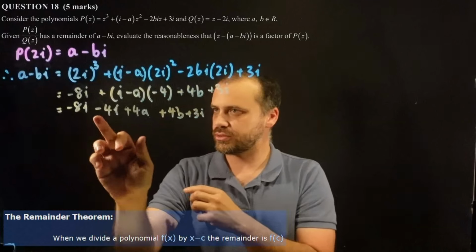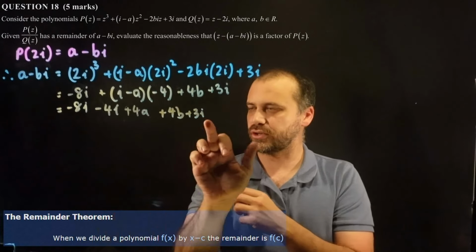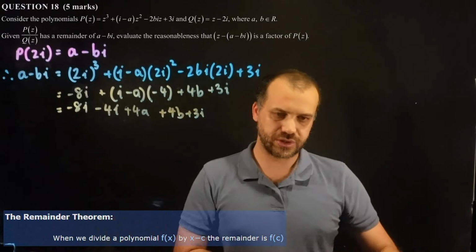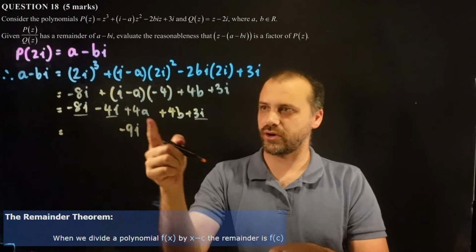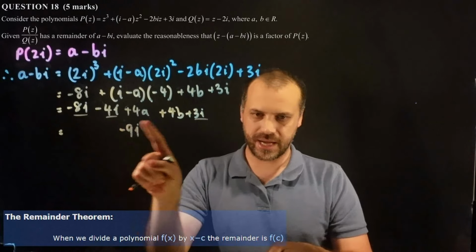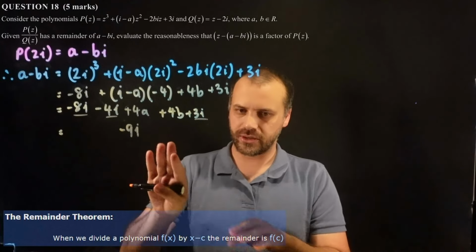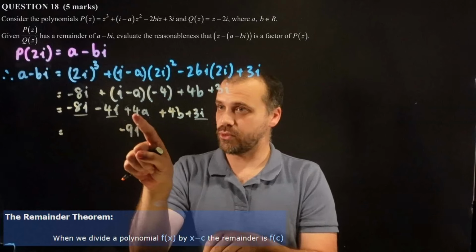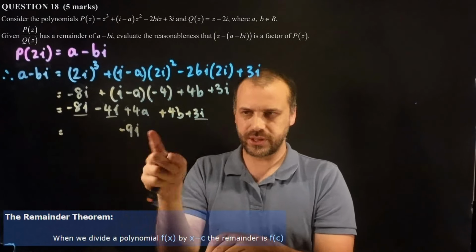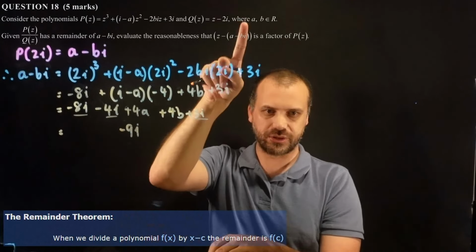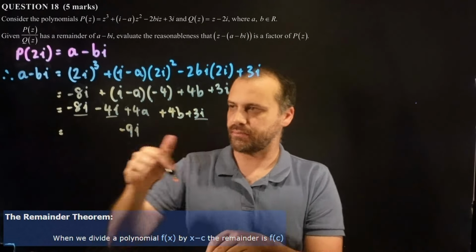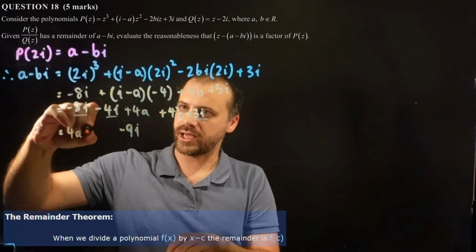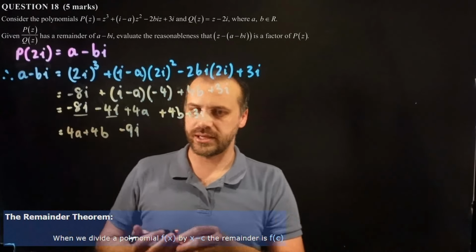So I've got an i, I've got an i, I've got an i, and I can group those into a single thing. It makes negative 9i, right? And that is my imaginary component there. And then my real components are 4a and 4b. How do I know these are real? Because I was told here that a and b are real. So 4 times a real number, 4 times a real number. So I get 4a plus 4b here.